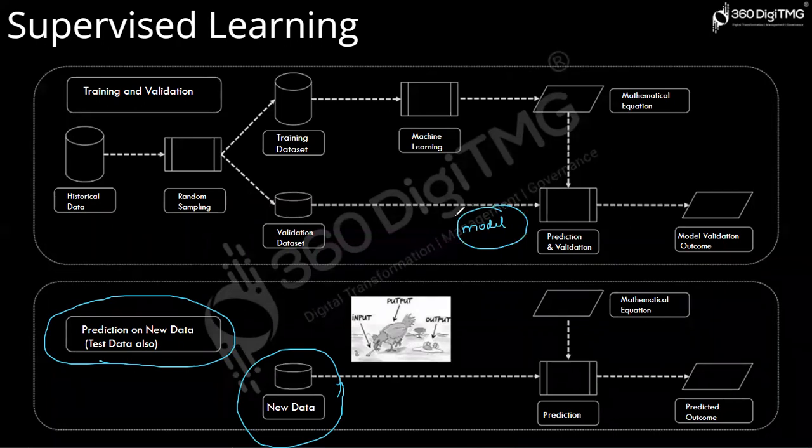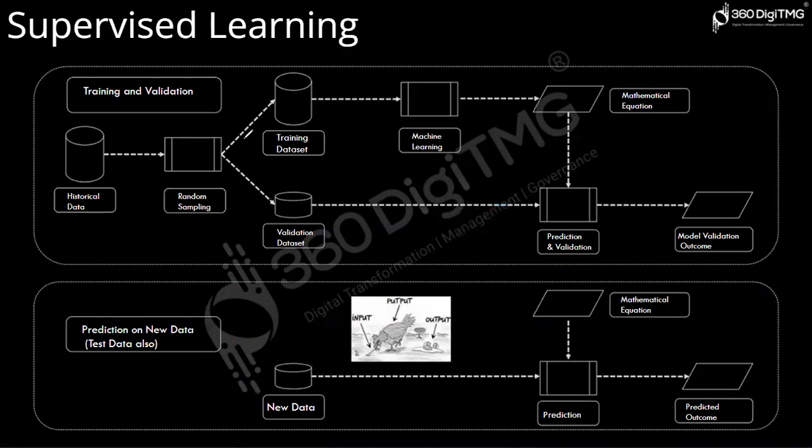Now this is the flow chart that we have for supervised learning. Basically, if I have more data, I am going to split the data into three parts. One is the training data set, the second is the validation data set, and the other is the test data set. So how are we going to take this?